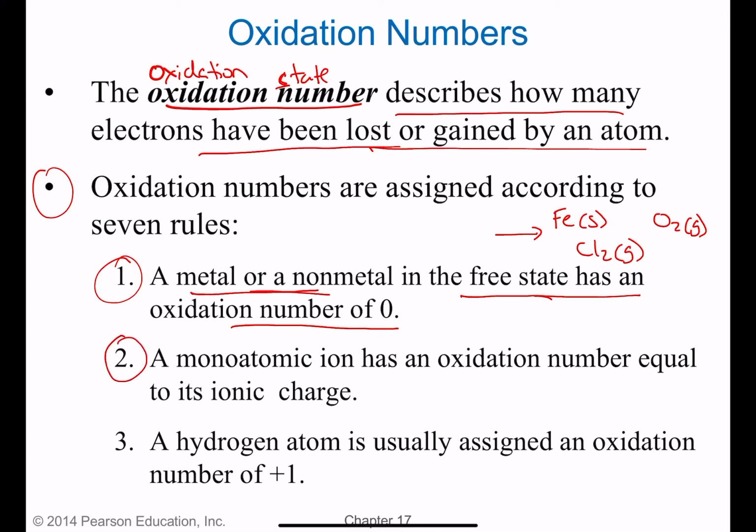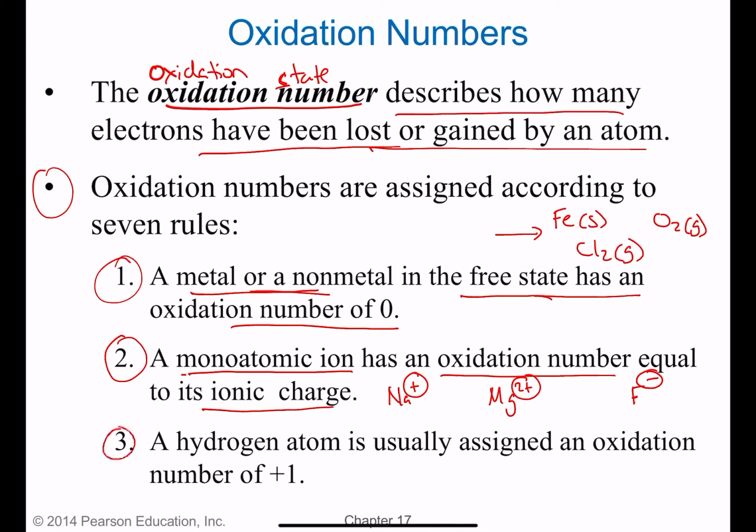If you have an ion, a monatomic ion, not a polyatomic, then its oxidation number is basically equal to its charge. So if you see sodium ion, its oxidation number is +1 because its charge is +1. If you see magnesium 2+ in a chemical reaction, its oxidation number is 2+ because its charge is 2+. If you see fluorine- in a chemical reaction, its oxidation number is 1- because its charge is 1-.